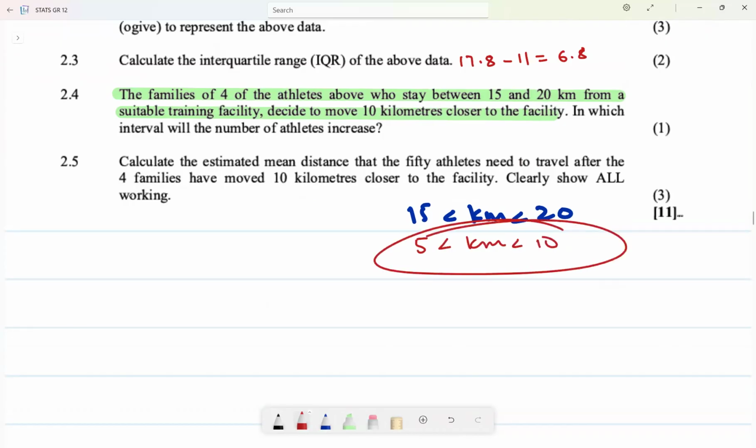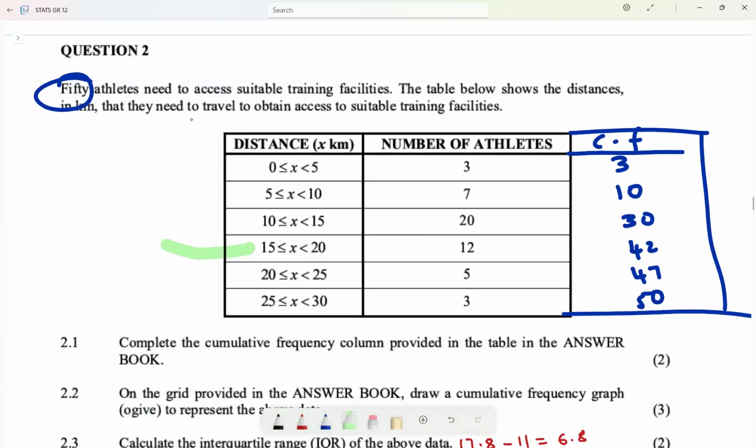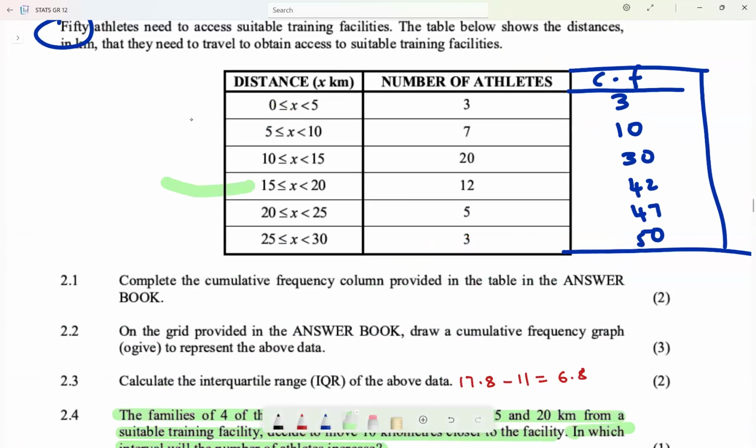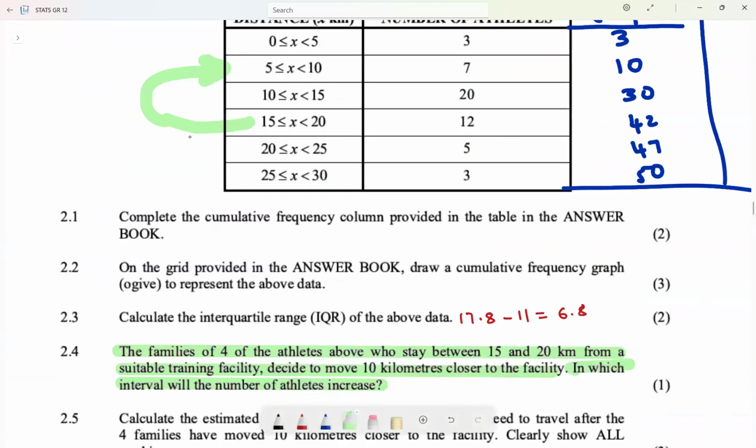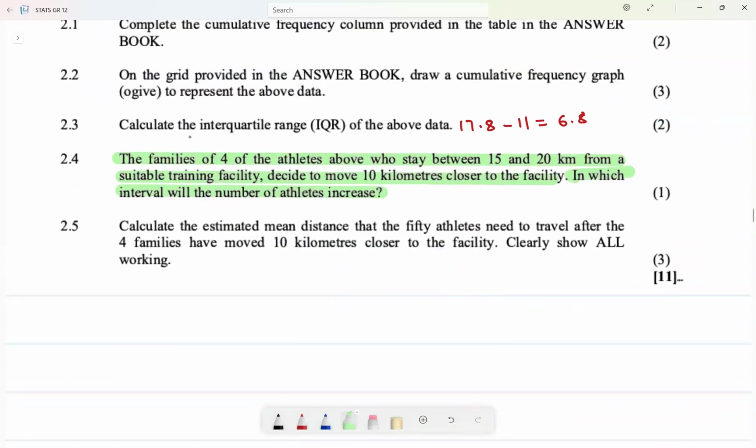So the question is, in which interval will the number of athletes increase? Well, since these people are moving from 15 to 20, they are moving to 5 to 10. So the interval that will increase will be 5 and 10. We'll just answer by saying it is 5 ≤ x ≤ 10, like that. Don't forget there's an equal sign there.